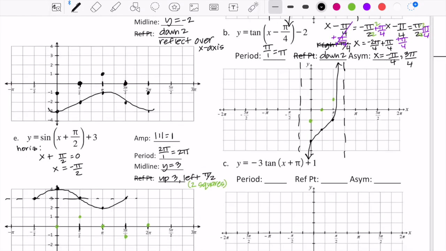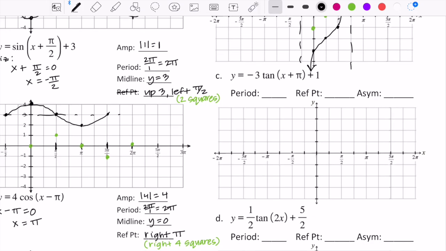Okay, for this graph right here, letter C, first thing I notice is that I do have a reflection over the x-axis. I also see that I'm going to go up 1, and I am going to go left pi, but when we graph, the asymptote work will take care of that, so I don't have to worry about that. The period is going to be pi divided by the number before x, which is just pi. So for the asymptotes, I have x plus pi equals negative pi over 2. That's our first one. So I'm going to subtract pi from both sides.